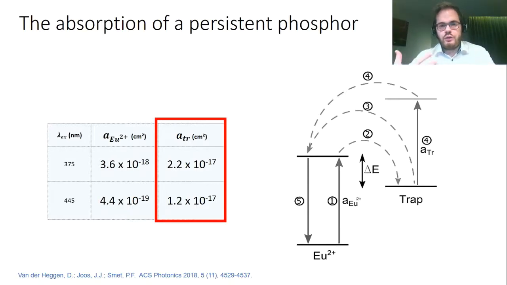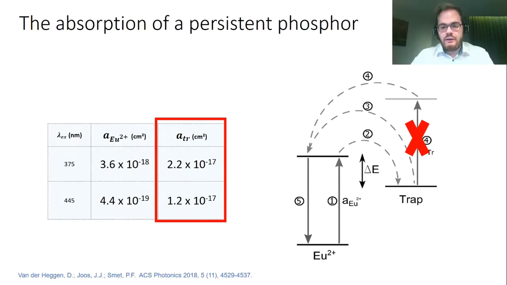So the more we try to fill the traps, the more we're actually also emptying traps, and there is nothing to gain by increasing the excitation intensity. If we want to improve on the storage capacity of these persistent phosphors, a task into which many researchers have invested a lot of time over the past two decades, it appears we need to limit the optical absorption by the filled traps.